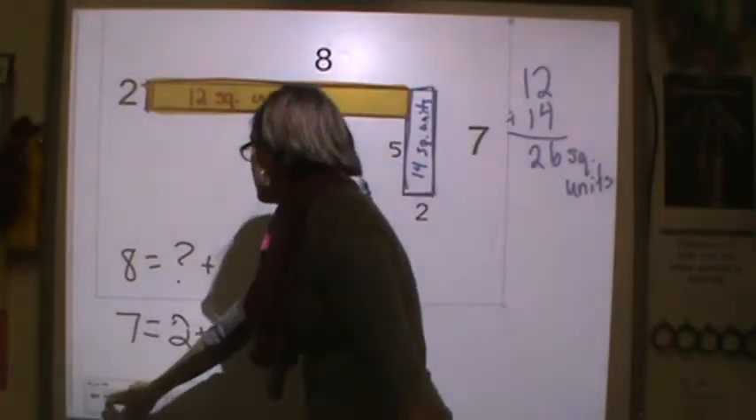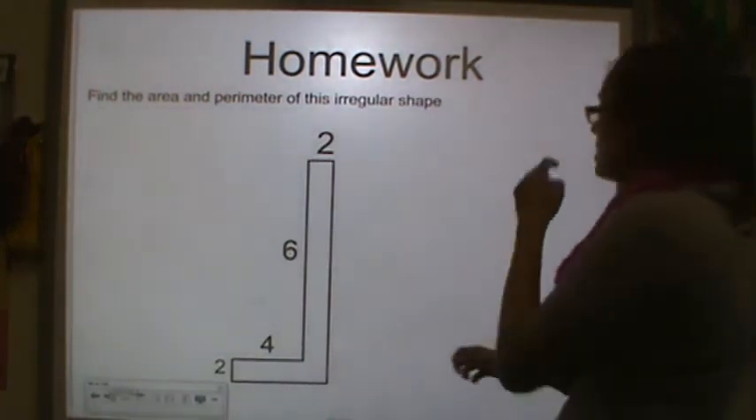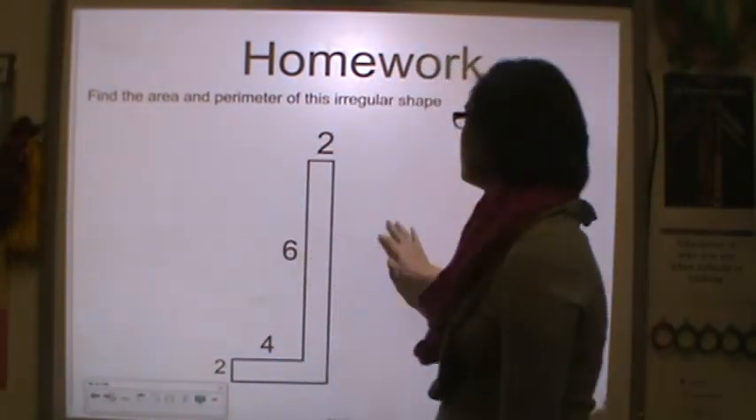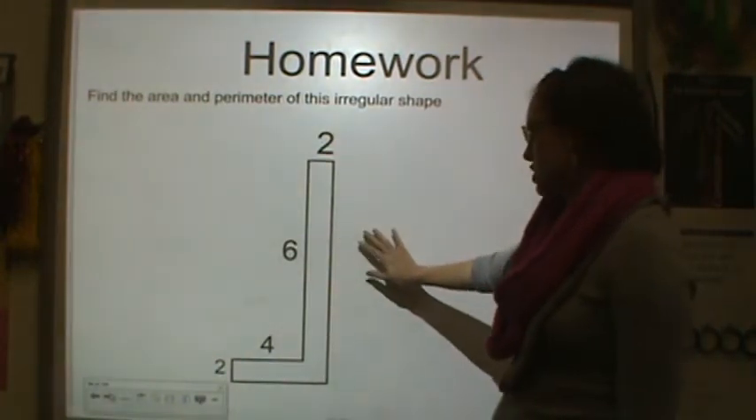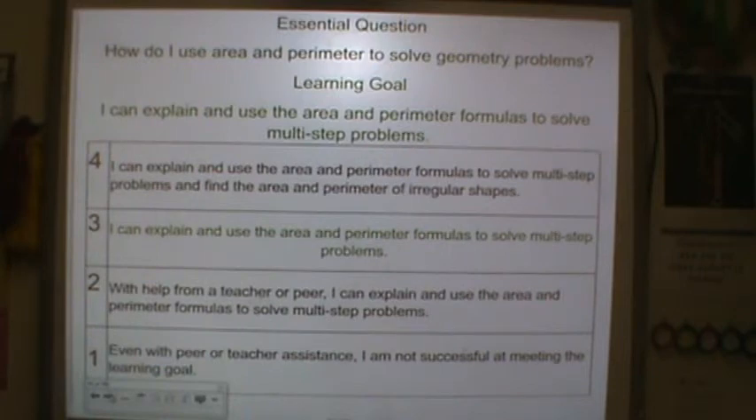All right. Here is your homework for tonight. You are to find the area and perimeter of this irregular shape. After you do that, please look at your learning goal. Put a triangle over where you are now after you've had this lesson. Thank you for the hard work, and I will see you later.